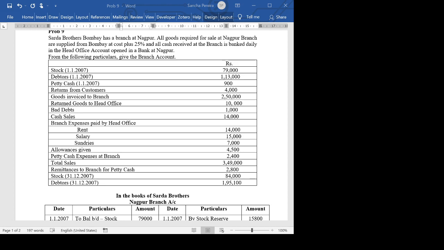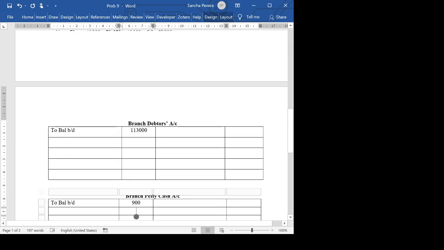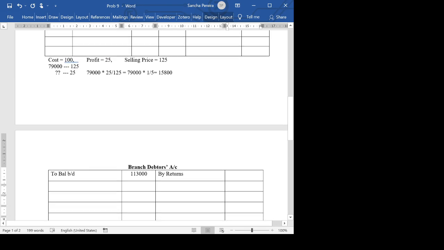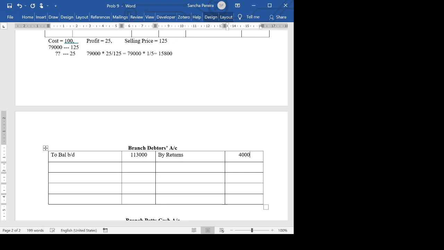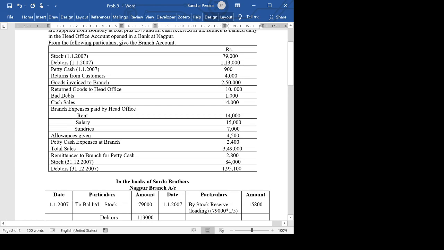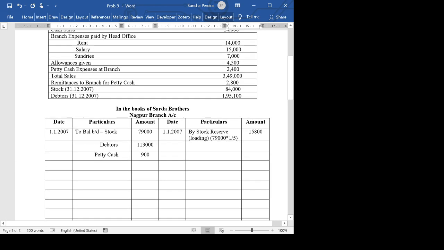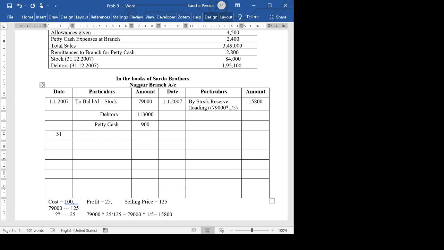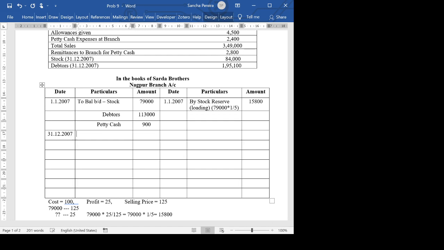Okay. Next thing is returns from customers. These are your sales returns, so that will come in the debtors account, by returns, which is 4,000. Then there is goods invoiced to branch, 2,50,000 as on 31st December, to goods sent to branch account.